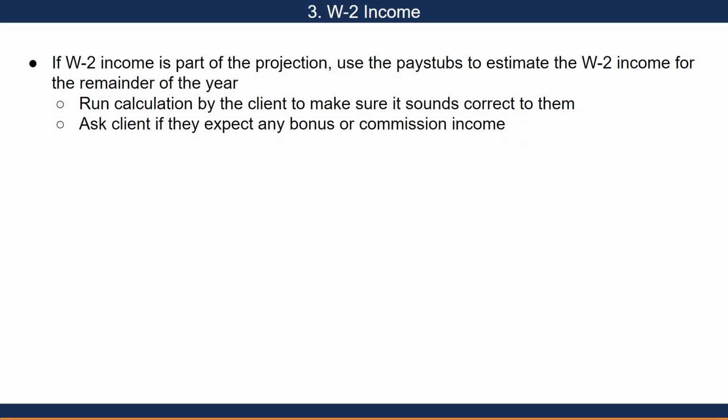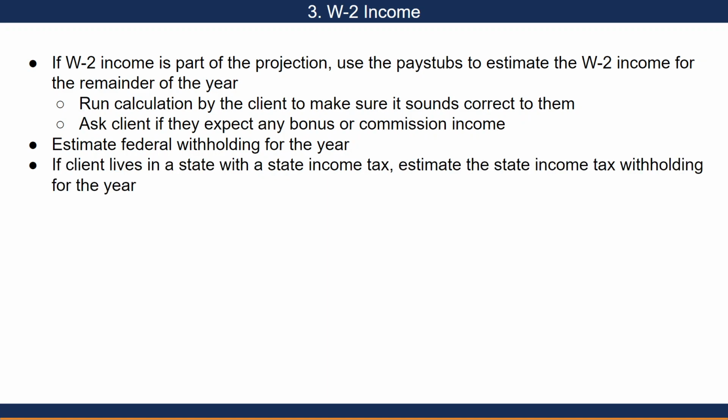Because they could get a bonus or commission income that comes in during the year that would increase that. Then you want to estimate their federal withholdings for the year. What do they expect to have withheld during the rest of the year? And that's critical to know as well, their pay period, because if it's 24 pay periods, you need to know how many pay periods you have left to estimate that withholding. If it's 26, you need to know that number so you know how many pay periods are left. Then if a client lives in a state with a state income tax, then estimate the state income tax withholding for the year as well, so you know what that's going to look like.